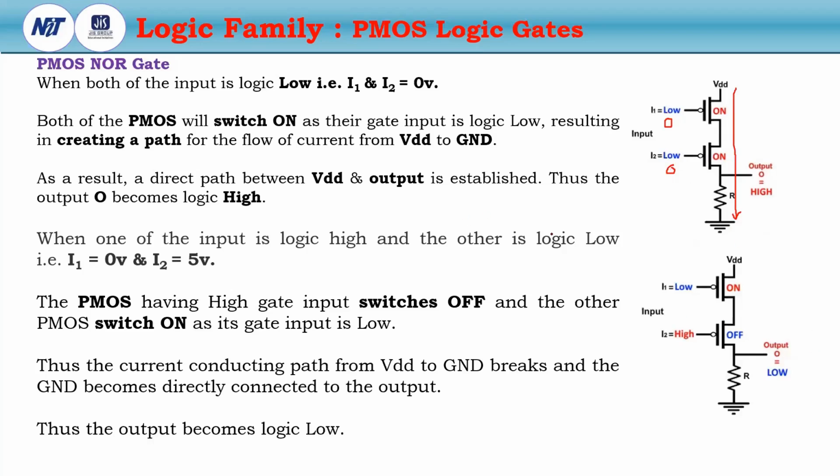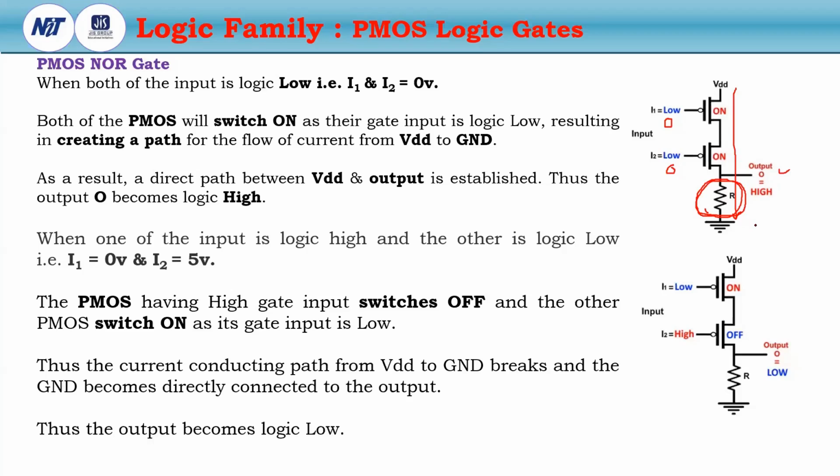This is a NOR gate. If this is 0, both are on. Okay. So then the output will be logic high, because of the high resistance of the R, the output will not be transferred to ground. So for this reason, we will get the output as logic high. Clear?